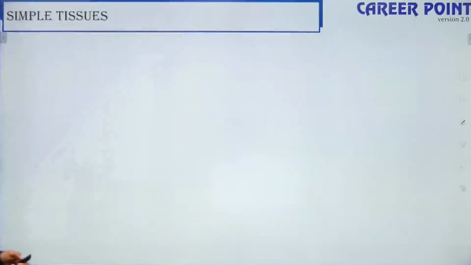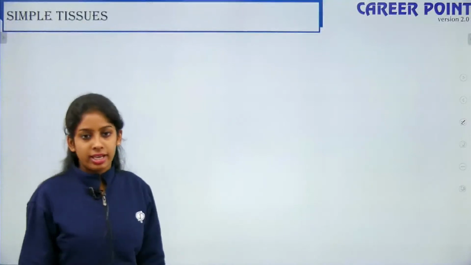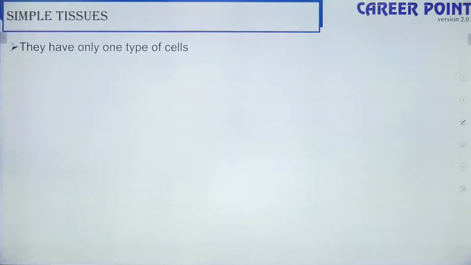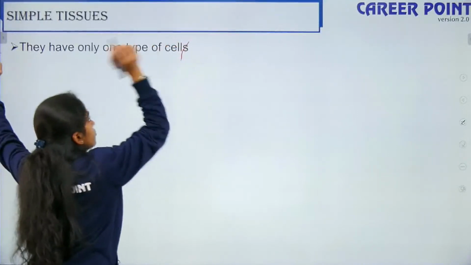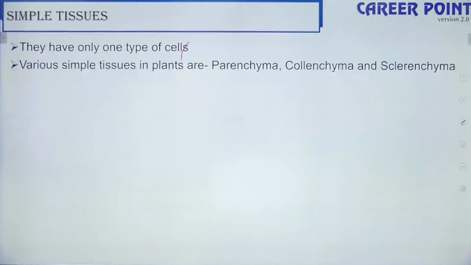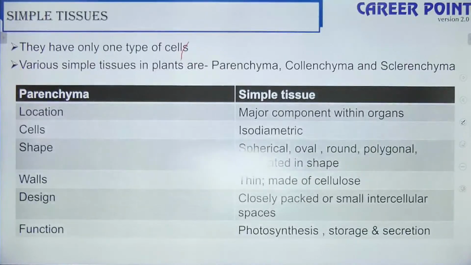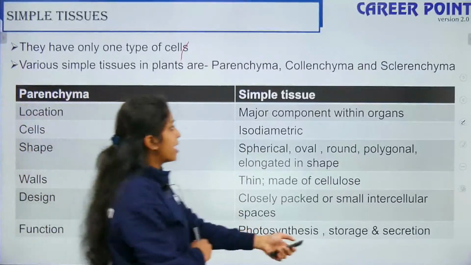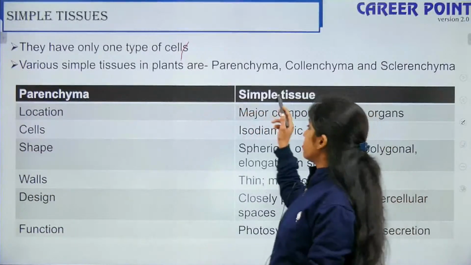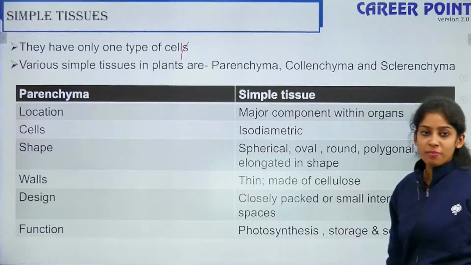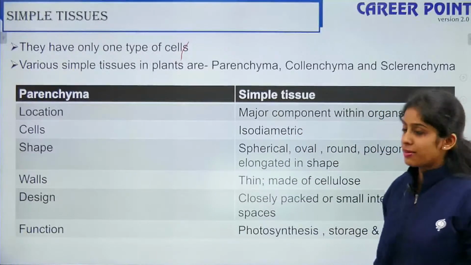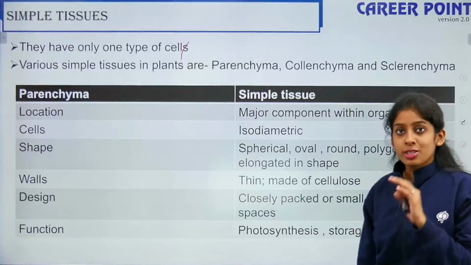So now we'll talk about parenchyma, collenchyma and sclerenchyma. Alright, so simple tissues, they have only 1 type of cell. So various simple tissues in plants are parenchyma, collenchyma and sclerenchyma. Fine? Yes. So here we are going to talk about your parenchyma. So parenchyma is a simple tissue. So where is the location of your parenchyma? Which part of the plant is it present in? I know it is a permanent tissue, but still where is it present?